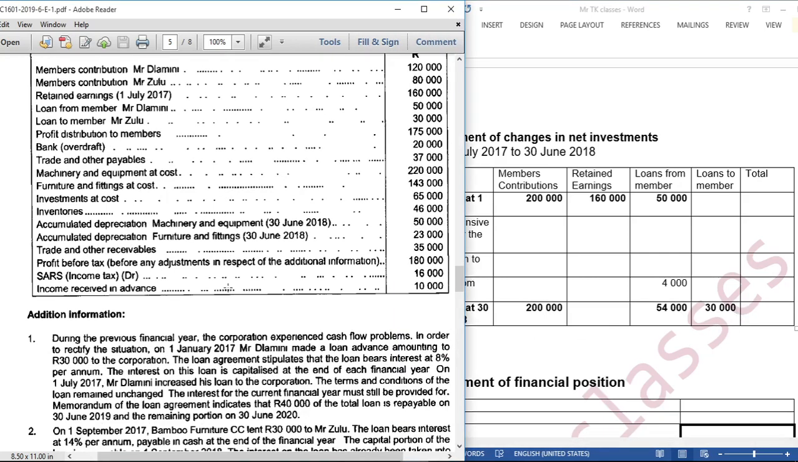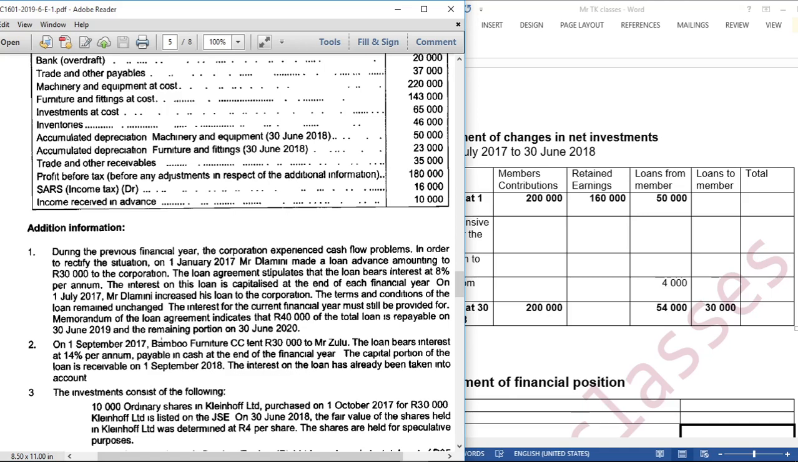Now let us see what the information is saying. On 1 September 2017, Bamboo Furniture Close Corporation lent 30,000 to Mr. Zulu. The loan bears interest of 14% per annum, payable in cash at the end of the financial year. The capital portion of the loan is receivable on 1 September 2018. The interest on the loan has already been taken into account and all that.